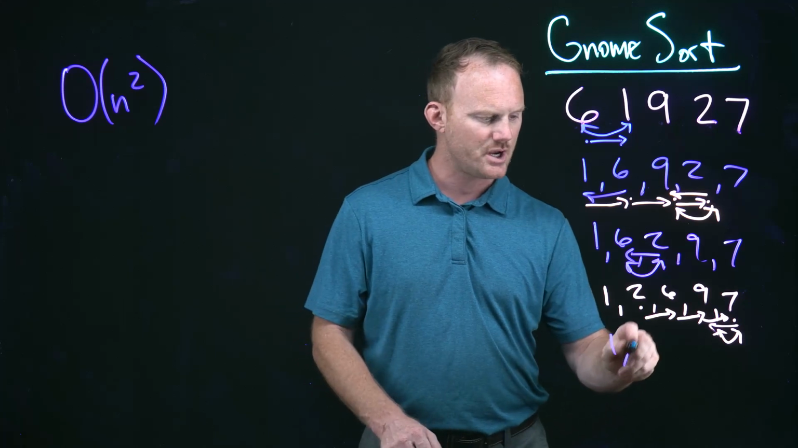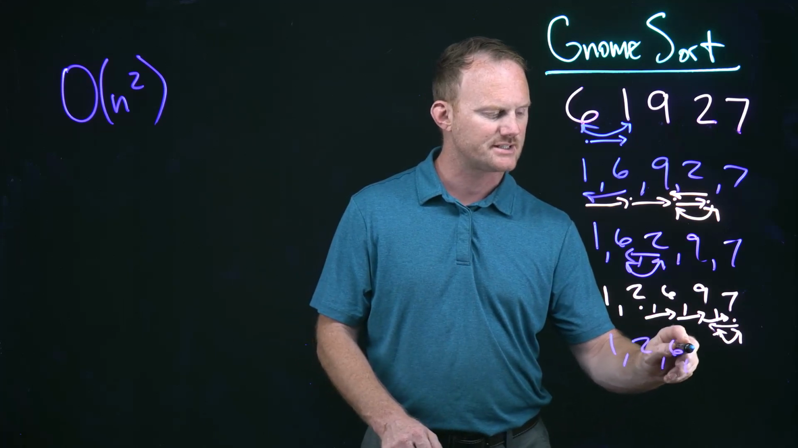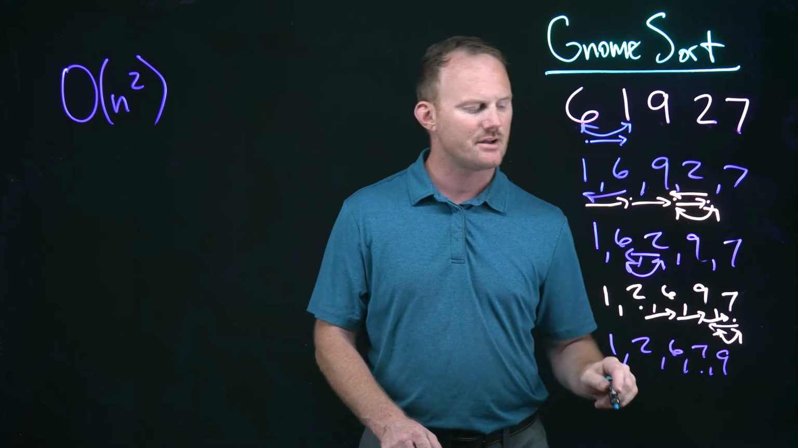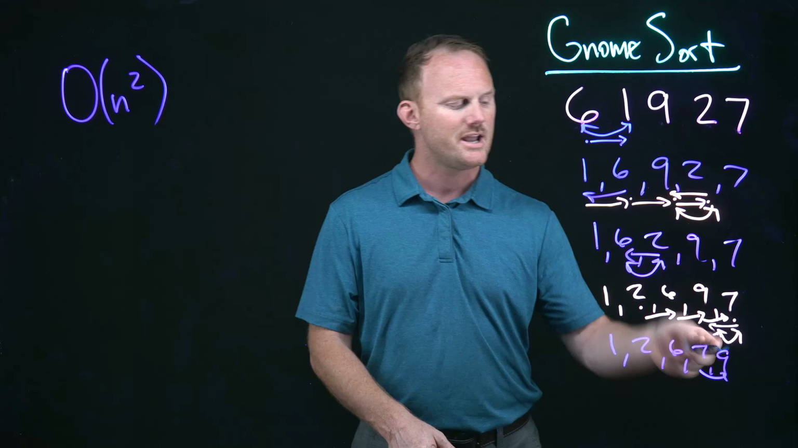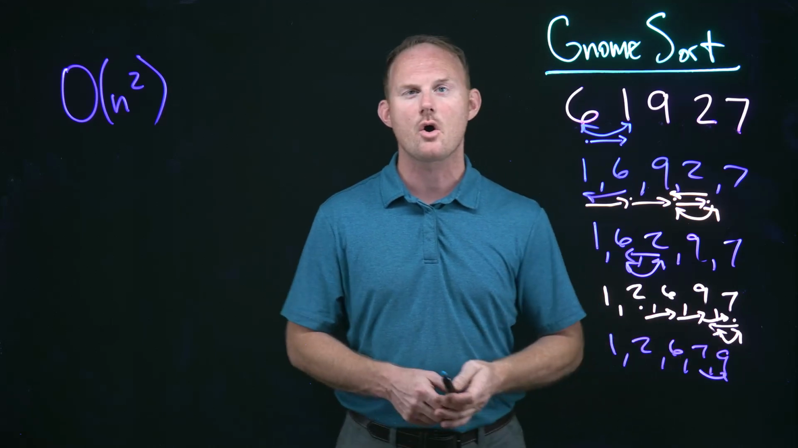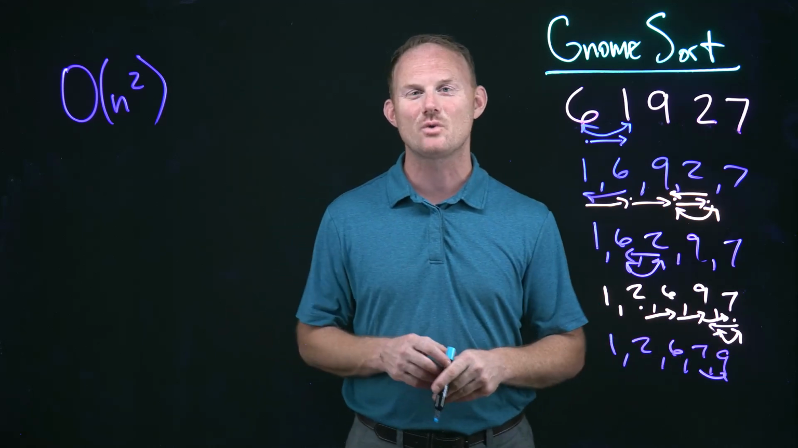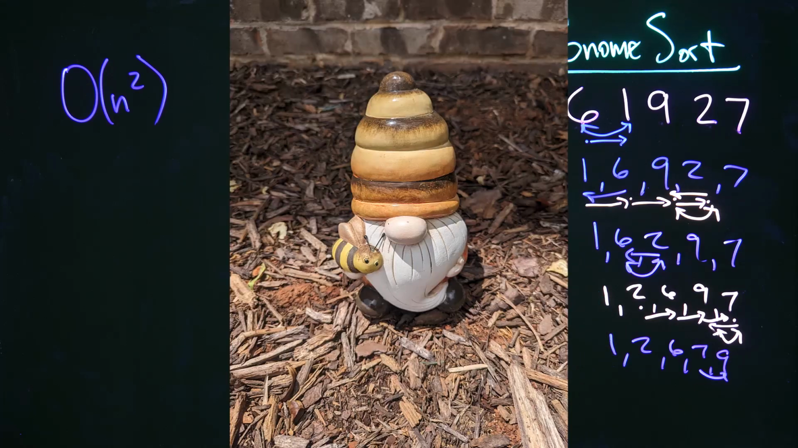For our last one here, we've got 1, 2, 6, 7, and 9. He's under this one. Is it in the right place? It is. He moves forward. Is it in the right place? It is, and we are done. That is how gnome sort works. Look at the one you're in front of, compare it to the one behind. If you need to switch them, switch them and move back.